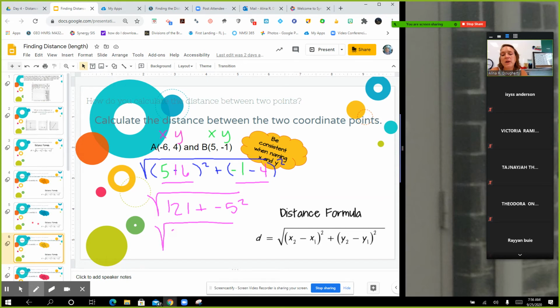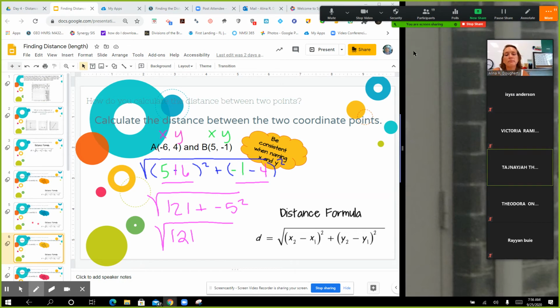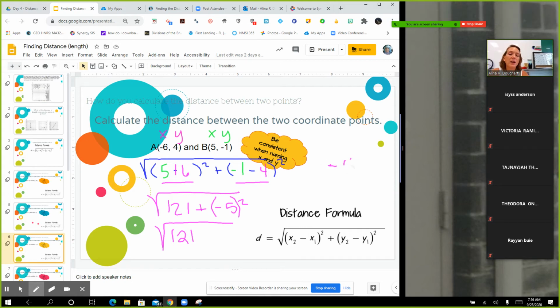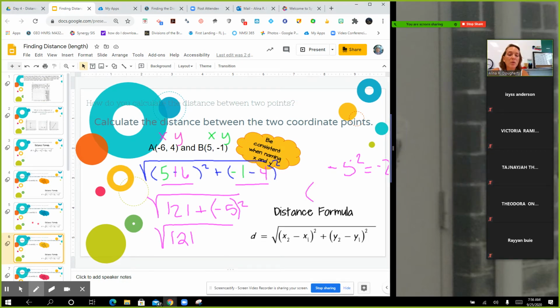Is it positive 25 or -25? Positive. Why? Because a negative times a negative is a positive. If you put -5 squared into a calculator, you're going to get -25. What you need to do is put in parentheses (-5) squared.